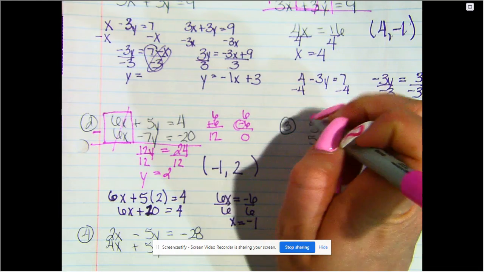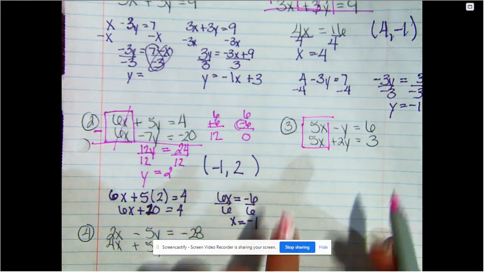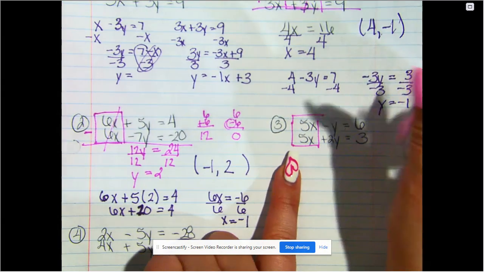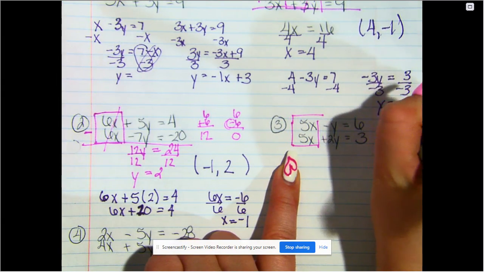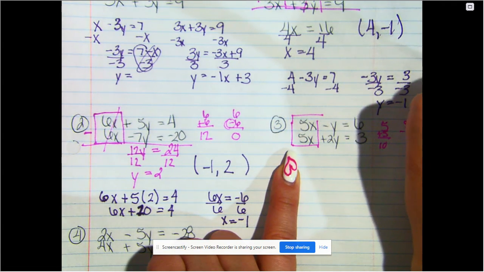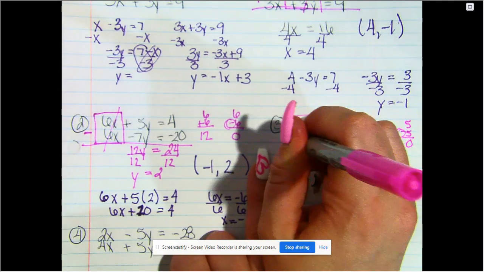I see that I have 5x and 5x that are the same. Okay, now be careful. Are we adding or are we subtracting? So let's do some work here off to the side. If I was to do 5 plus 5, I would get 10. If I was to do 5 minus 5, I would get 0.